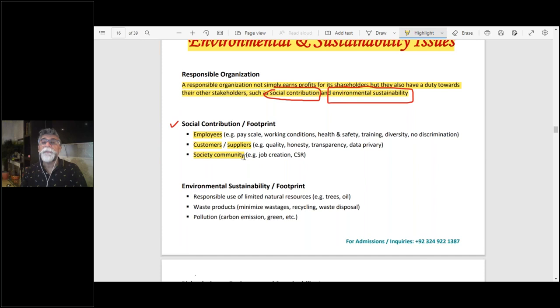Their pay scales would be nice; their working conditions, health and safety, training and development, gender equality, growth opportunities, all these aspects relating to employees will be nicely done in a responsible organization. Similarly, they will take care of customers and suppliers, they will not commit fraud, they will protect data privacy, they will not compromise on the quality of the ingredients. And lastly, good organizations also pay back to society by getting involved in CSR and social activities, giving internship programs, creating jobs, funding schools, financing the healthcare sector, beautification of the city, tree plantation drives, or beach cleaning, all these social activities.